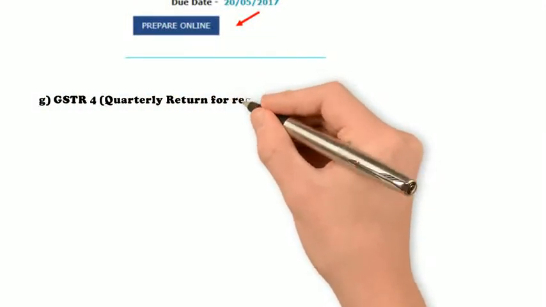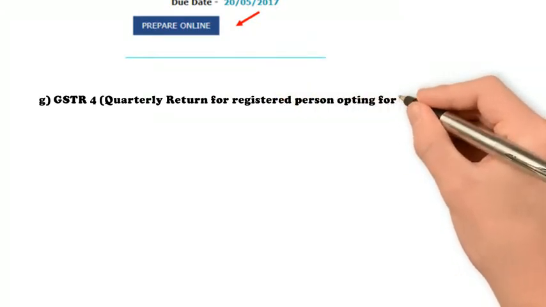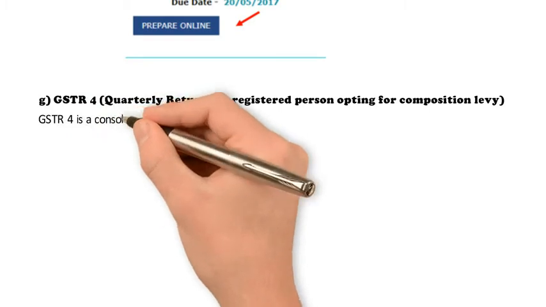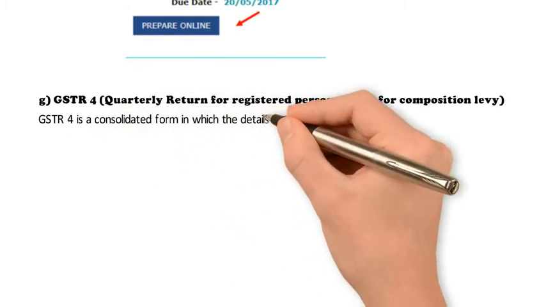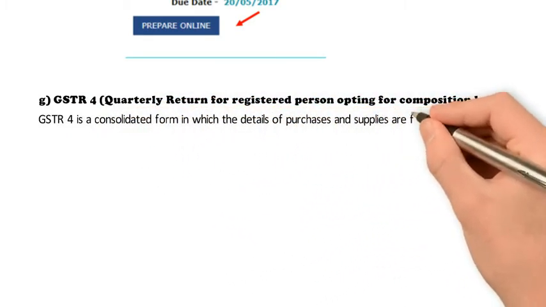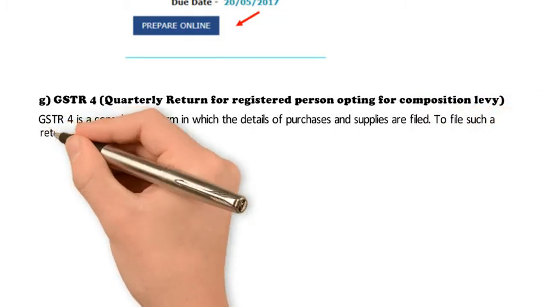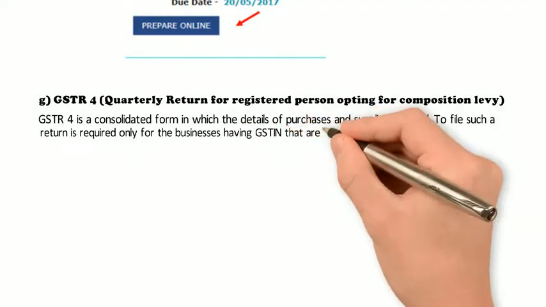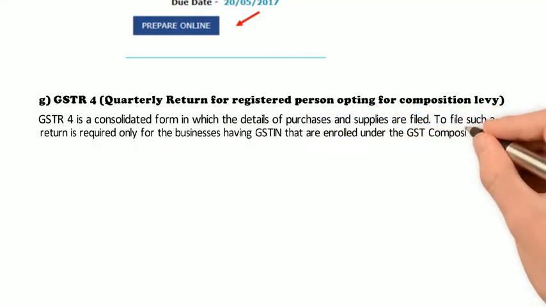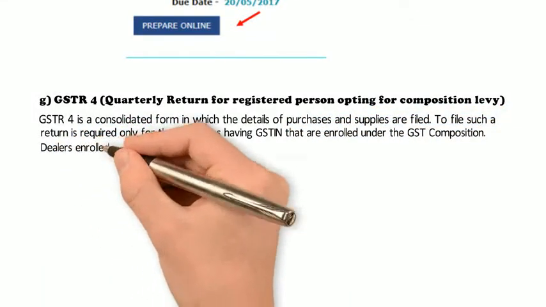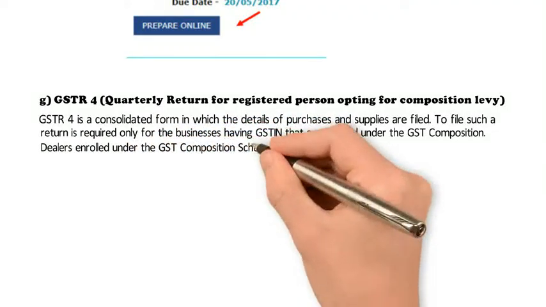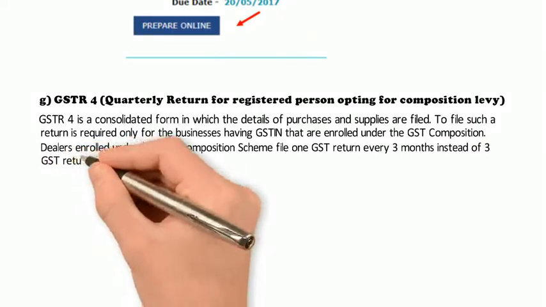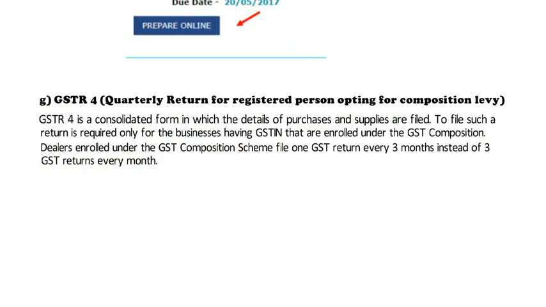GSTR 4, Quarterly Return for Registered Person Opting for Composition Levy. GSTR 4 is a consolidated form in which the details of purchases and supplies are filed. Filing such a return is required only for the businesses having GSTIN that are enrolled under the GST composition. Dealers enrolled under the GST composition scheme file one GST return every 3 months instead of 3 GST returns every month.